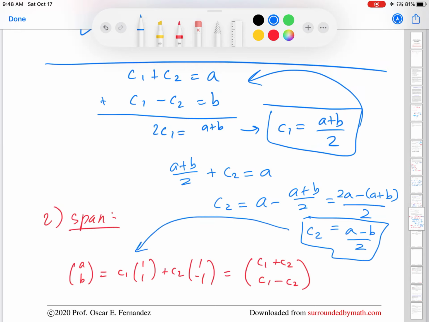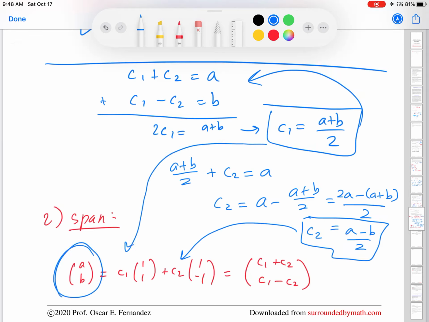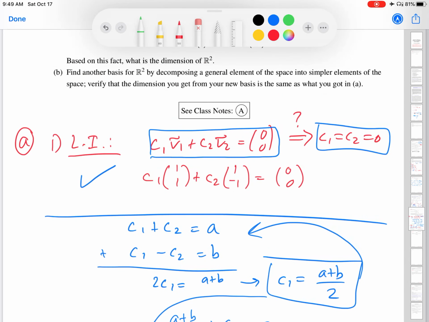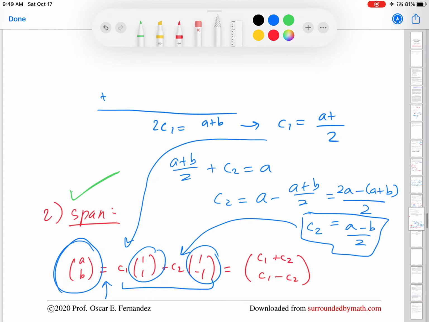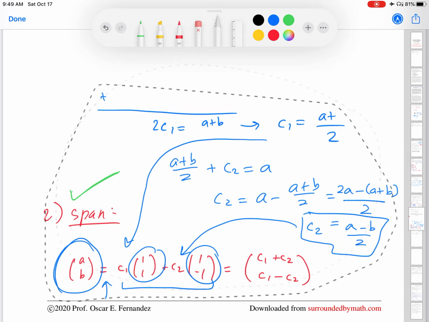Okay, so to recap, this is my c1, this is my c2, and if I put those c1 and c2 values in where they belong over here, then I have just shown that any element in R2 can be written as a linear combination of these two vectors. So that's exactly what it means for those two vectors to span. So check. We've just shown that the two vectors span. Great, so they are linearly independent and they span. By our definition, that means that they form a basis. So now we know that the vectors form a basis.